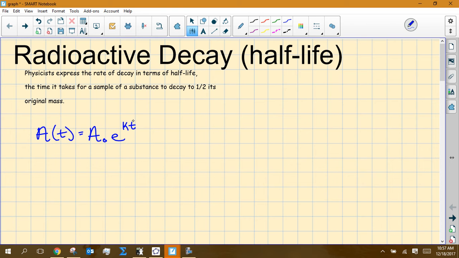If we want to know the half-life, what we're saying then is that the amount at some time is half of what we started with. Well, that's the initial amount. That's what we started with. So in regards to half-life, we're looking at A of t actually being half of the amount you started with.